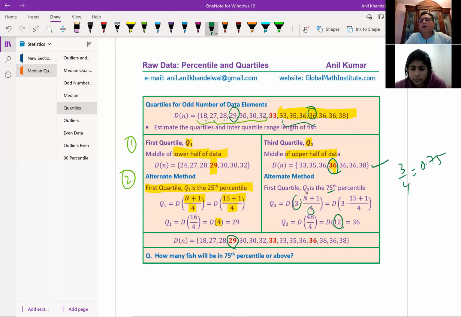Now here's a question for you, Amy. Can you please read the question and answer? So how many fish will there be in the 75th percentile or above?